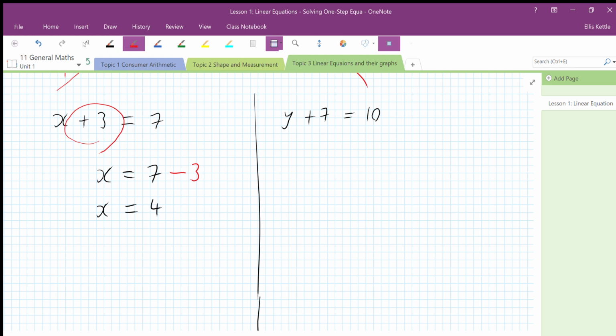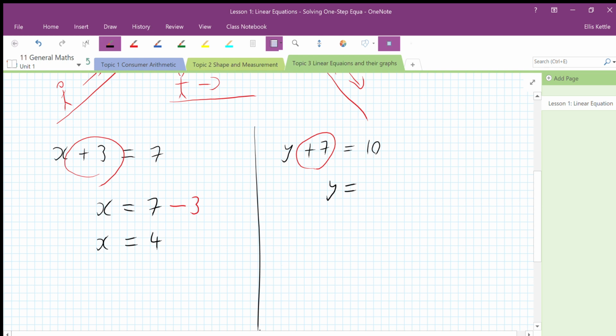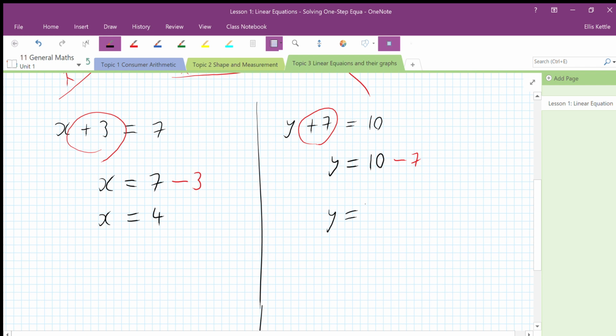Alright, so hopefully you've had a go. So what do I need to do? Well, I've got this plus 7 here. Again, what's my goal? Get y by itself. So y is now by itself, 10. And then over here, minus 7. y must be equal to 3. And I can go back to the top and think, oh yeah, if y is 3, then 3 plus 7 does in fact equal 10. So it does all work out. So it's just important for you to be able to double check that with a bit of logic.